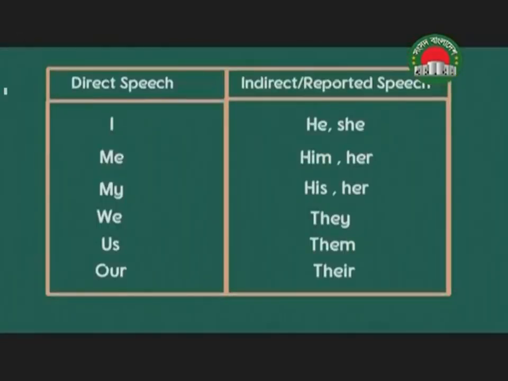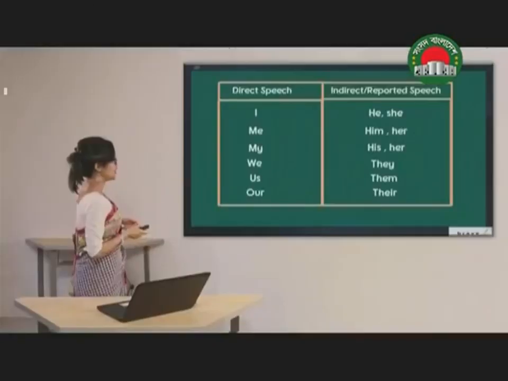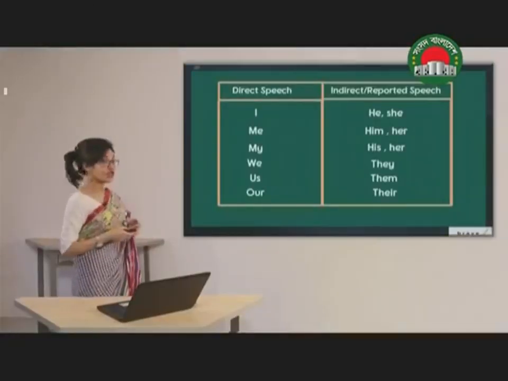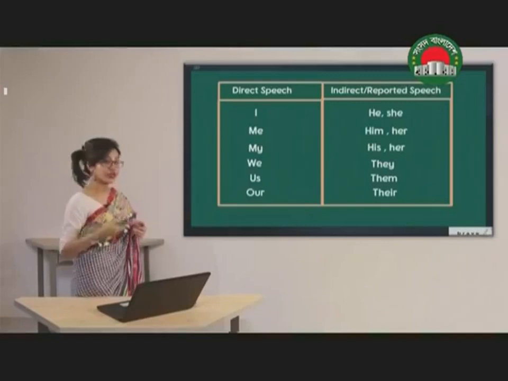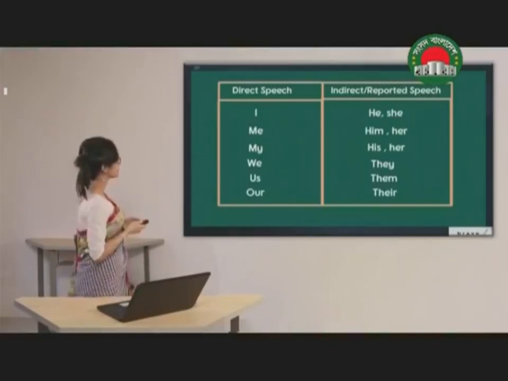So here it is in brief. As I have written, I has been changed into he or she, me has been changed into him or her, my has been changed into his or her, we can be changed into they, us can be changed into them, and our can be changed into their in case of third person.